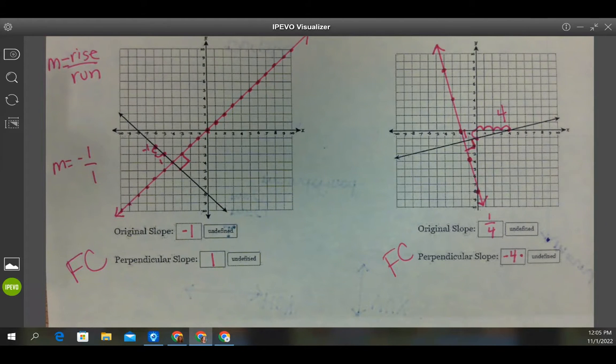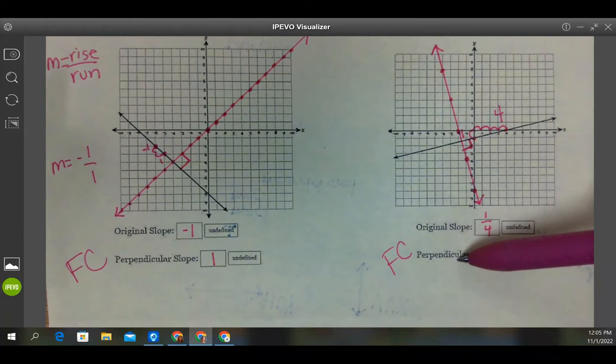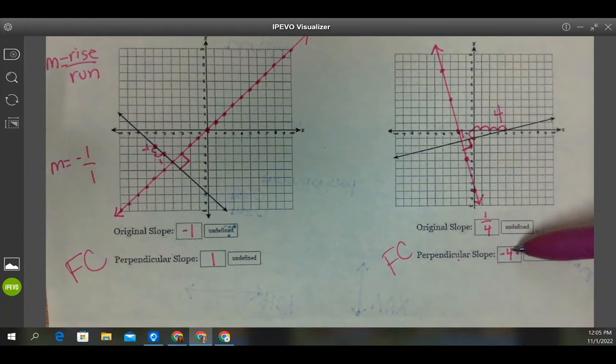The only thing that was important was finding the original slope. Since we're looking at perpendicular, we flip change, and then graph a line that would have a slope of -4.